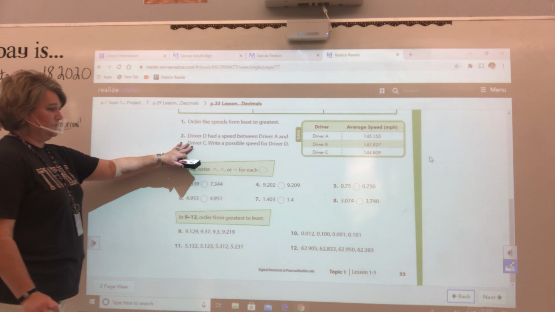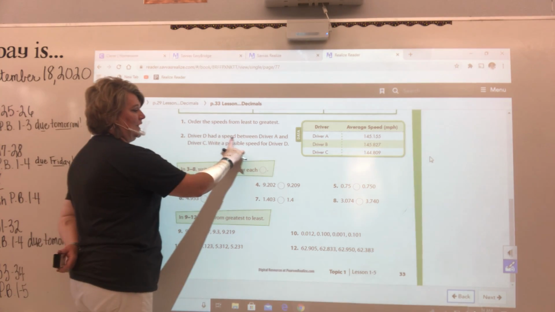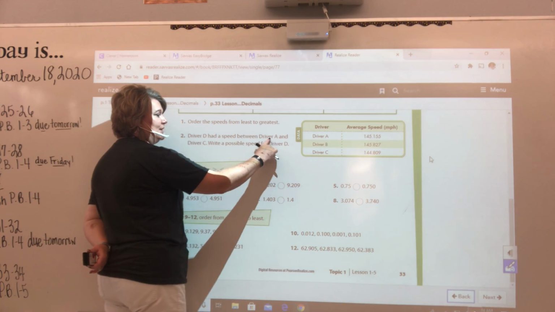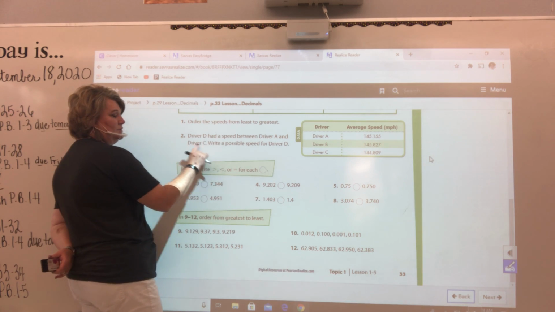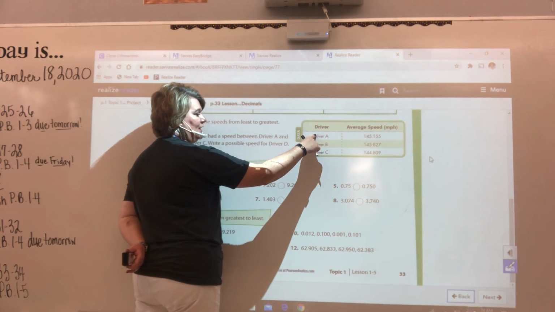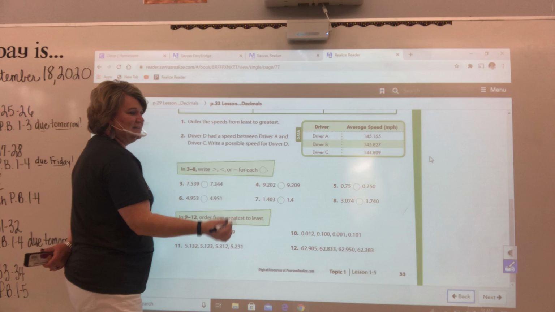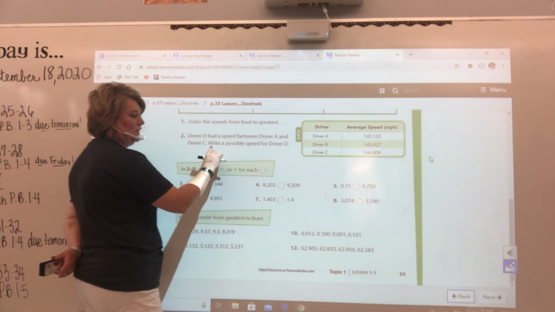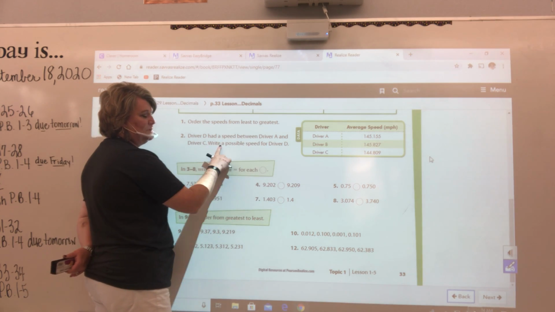Okay, here we are. Number 2. Driver D had a speed between, what does this say? Driver A and driver C. So here's driver A and here's driver C. And where's D going to be? Right in between. And so you're going to pick a possible speed for driver D.